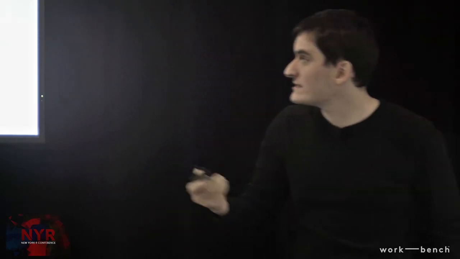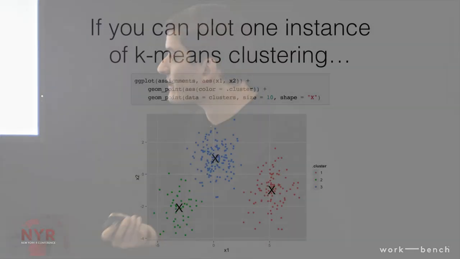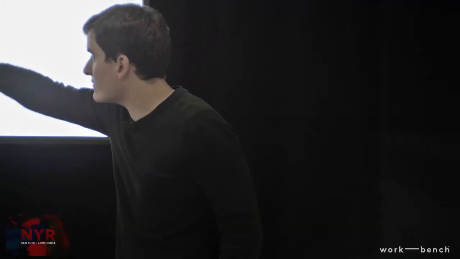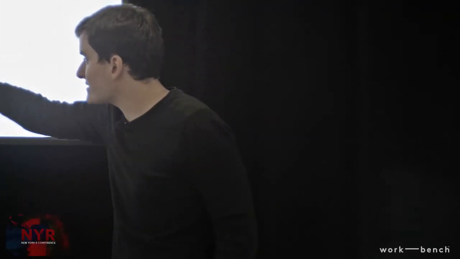Similarly, if you can plot one instance of k-means clustering, there's a handy way to take a look at a k-means cluster: plot my x1 and x2 points, and then let's also color by the newly added augmented .cluster column. Then we can also take the tidied version, which has the center information, and say those are the x's. That's actually where each of the centers is. So that's a way that we can use tidying to make a plot with ggplot2.